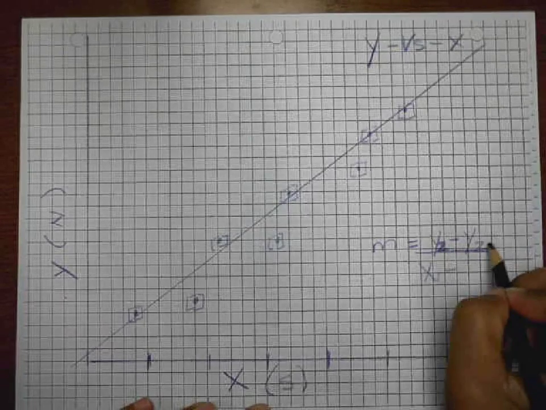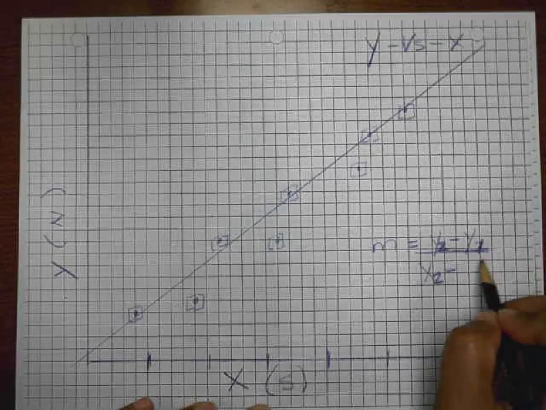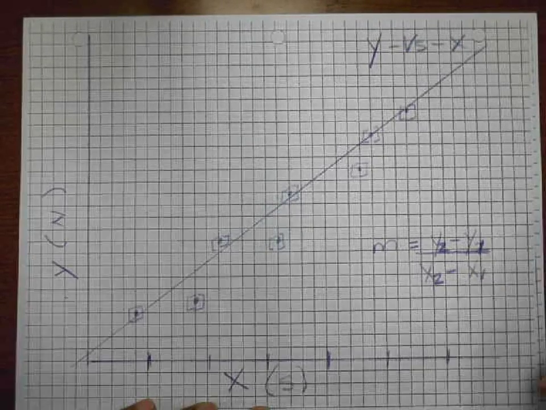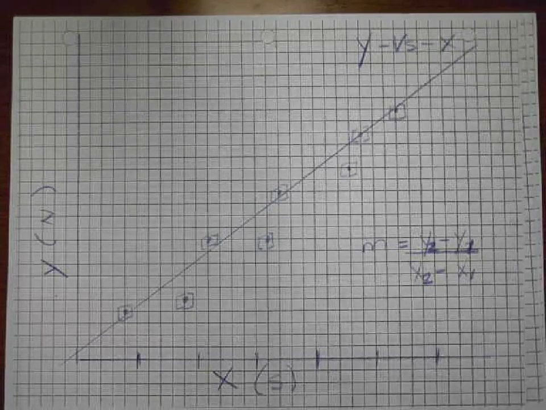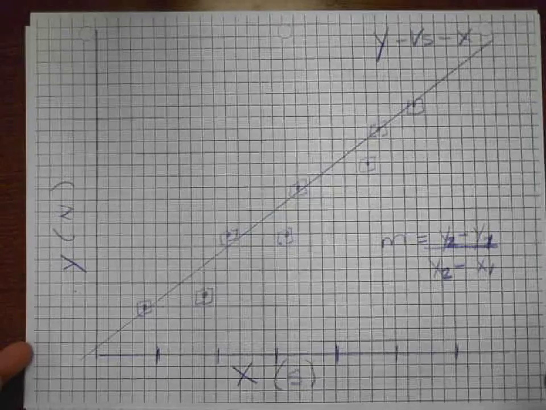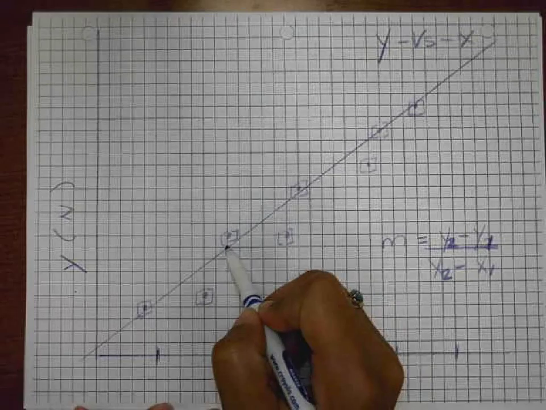So it's y2 minus y1 over x2 minus x1. And so where do we get these x and y points? Most students want to use data points. That is a huge, huge error. You do not use data points. You never use data points in finding the slope of a line. What you use are points on the line.